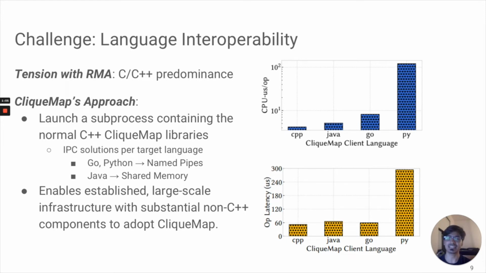To correct this strategic shortfall while also keeping complexity under control, we now deploy the normal CliqueMap C++ client in a sub-process alongside non-C++ clients. We use IPC mechanisms to route operations and data in and out of the sub-process. Named pipes for Go and Python, and we have also deployed a shared memory solution for the Java client. The graphs on the right plot the CPU efficiency and op latency that results from a sub-process approach. While some of the outright efficiency advantages degrade, CliqueMap is accessible from a variety of languages and at full speed and efficiency from C++.